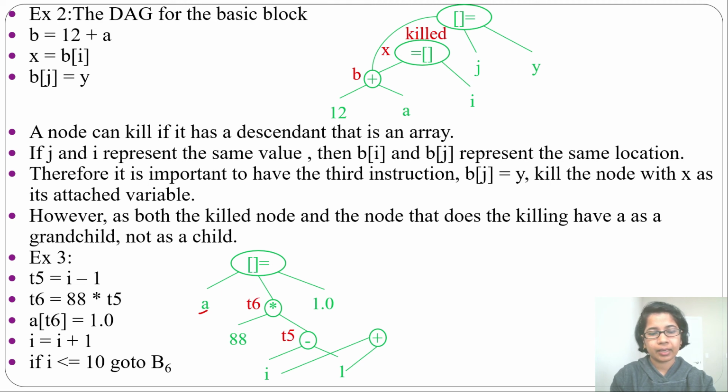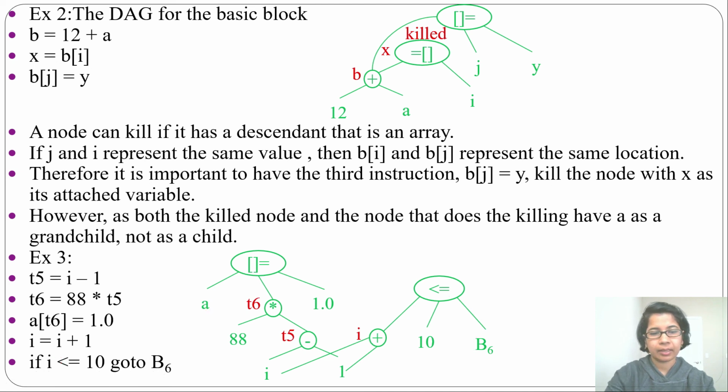Next, if I less than equal to 10, this I is the updated one after increment. So now if I is less than equal to 10, go to B6. This plus node is the updated I. So we'll create one node for less than equal and it will have 3 children. One child will be I, another child will be 10 and another child will be the goto label. The goto label is B6. So if I less than equal to 10, then go to B6.